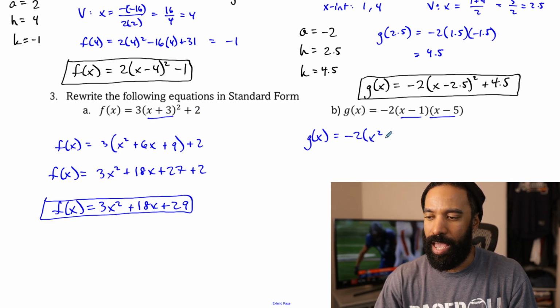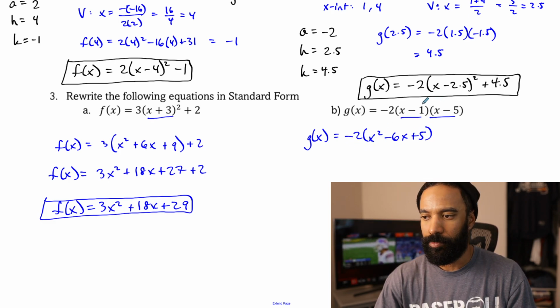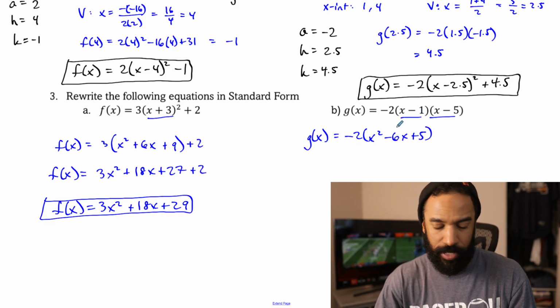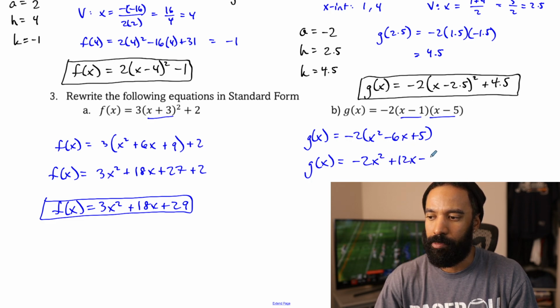-2 times, I'm going to get x squared minus 6x plus 5 when I do the whole foiling method. -5x minus 1x is -6x. -1 times -5 is +5. And distribute the -2 into here: -2x squared plus 12x minus 10.